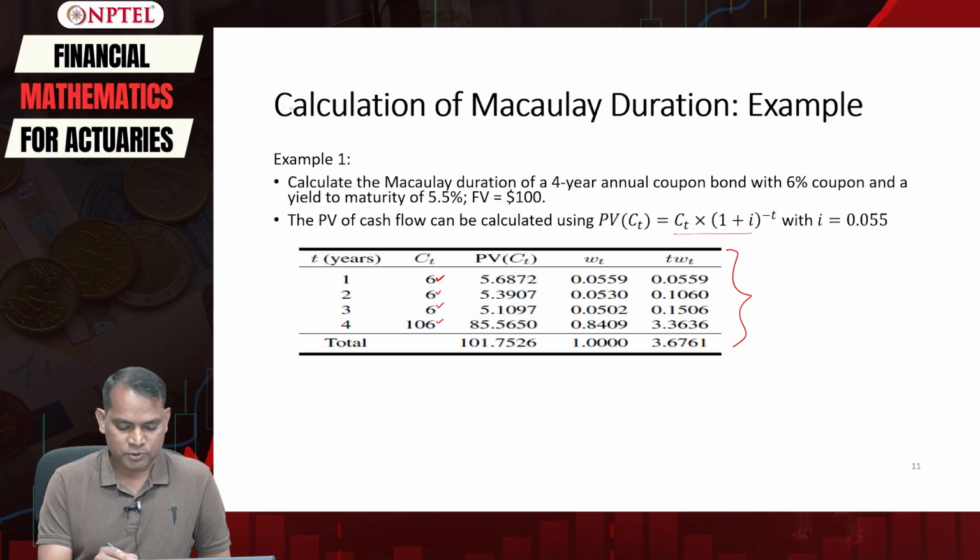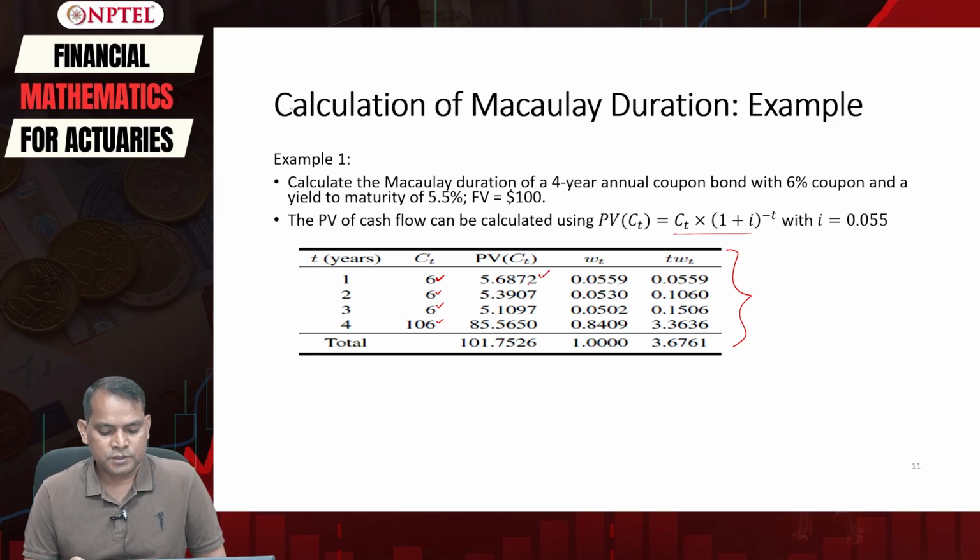For example, for the first period it will be easy. I will just show you here, you will be able to follow this. So this becomes CT, which is 6 multiplied by 1 plus i, that is 0.055, to the power minus 1, and which will give us 5.6872.